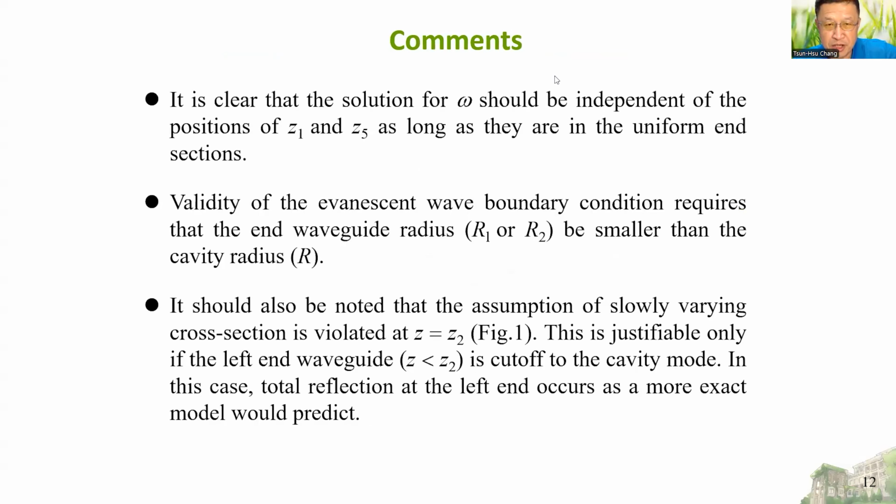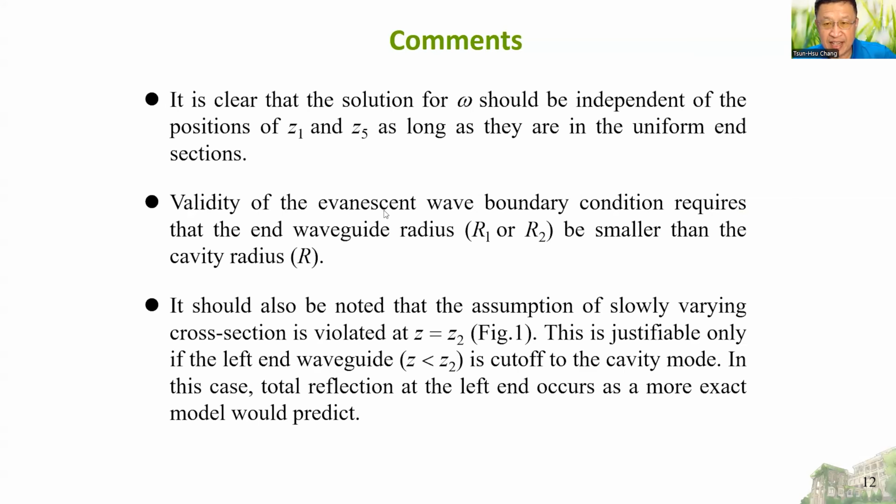Here are some comments. It's clear that the solution for omega should be independent of the positions z1 and z5, because z1 and z5 are in uniform sections. So they contribute nothing. We just focus on the main cavity. As long as they are in the uniform end sections, the lengths of z1 to z2 and z4 to z5 don't matter.